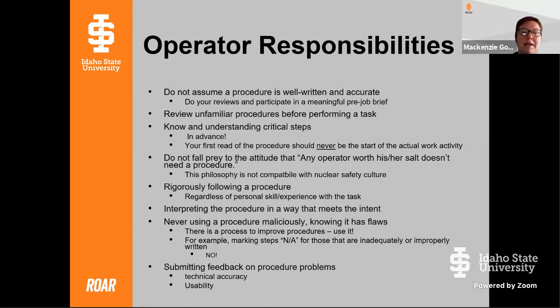And at the same time, despite that skill or experience with a task, you're still going to rigorously and correctly follow a procedure. So the attitude that a procedure isn't needed is not really the attitude you want to cultivate to be a successful nuclear operator. Make sure that any interpretation meets the intent of the procedure. And never use a procedure maliciously, knowing it has flaws.